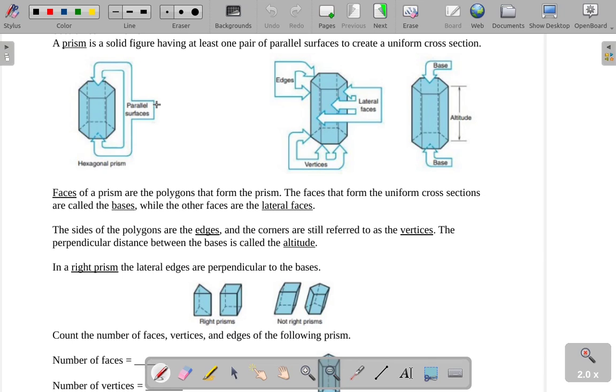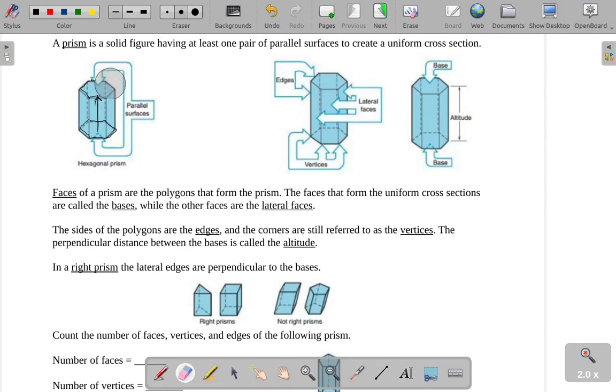A prism is the three-dimensional figure that you get when you take a two-dimensional figure and you extrude it along the third dimension. So if I was to take this hexagon and extrude it straight out in this direction, you can see I end up with a hexagon up here as well. We talk about the process of extrusion.